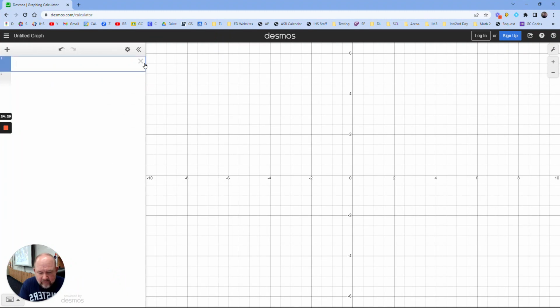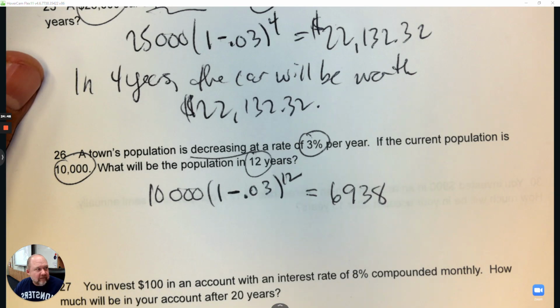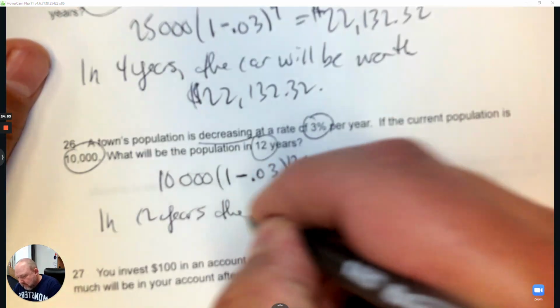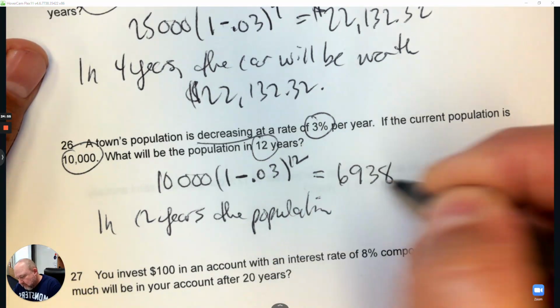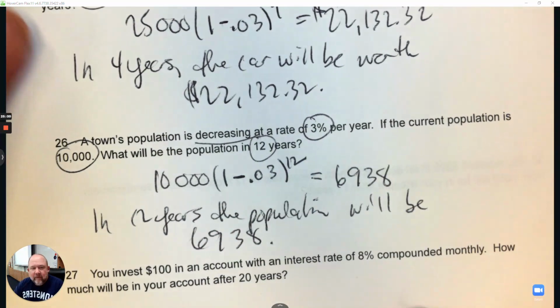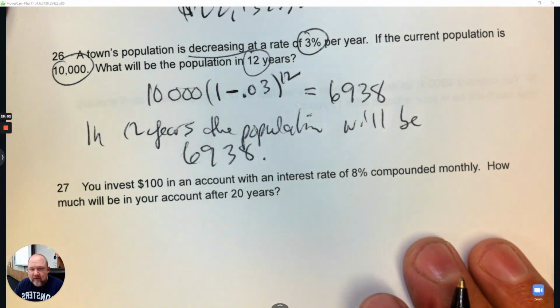So again, it's 10,000. Oops, there it is. And then it's 1 minus 0.03 to the exponent 12. And again, it's people, so it's a whole number. So we're going to go 6,938. So in 12 years, the population will be 6,938.